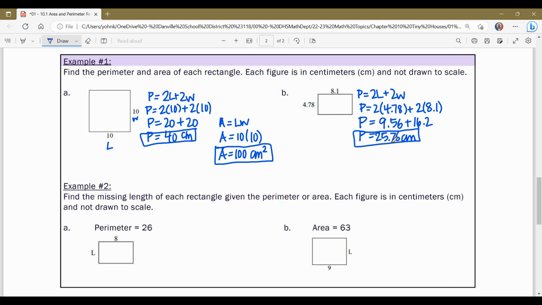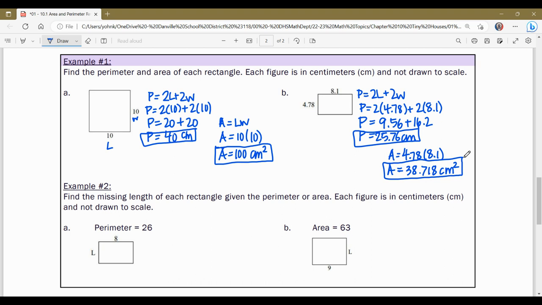If I want my area, I'm going to do length times width, 4.78 times 8.1. Again, it doesn't matter which way you multiply. When you do this, you get 38.718 centimeters squared. Do not round your decimal. Keep whatever numbers there are. If it wanted you to round, it would have told you in the directions.